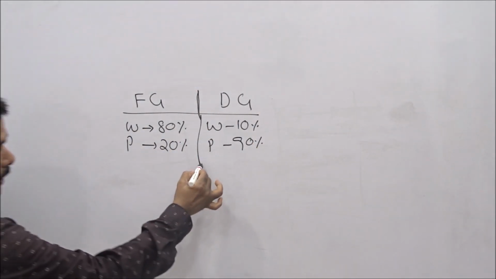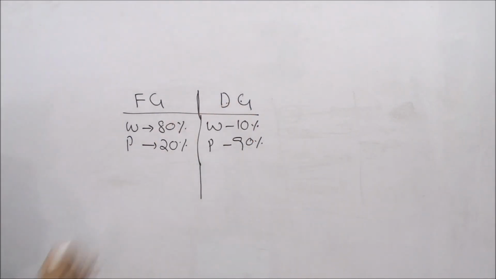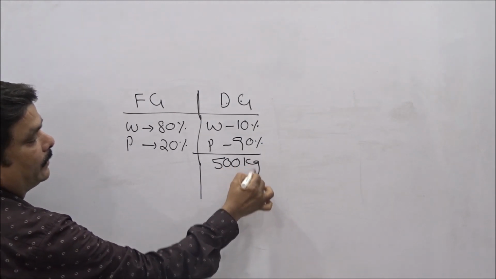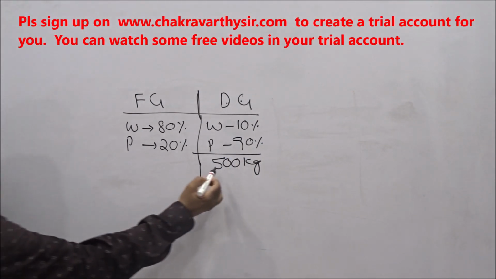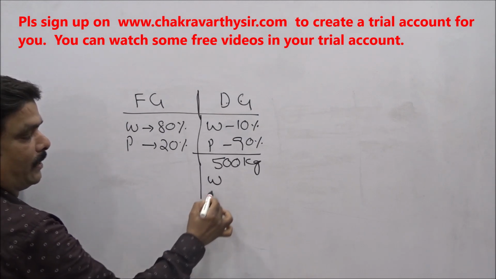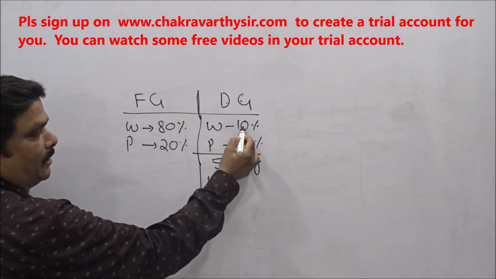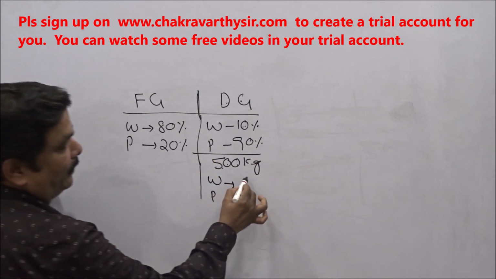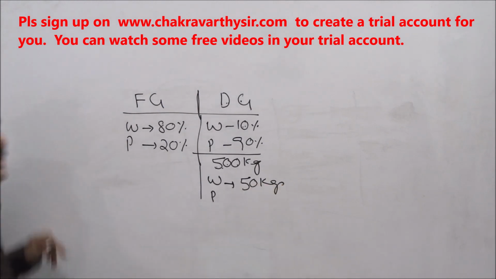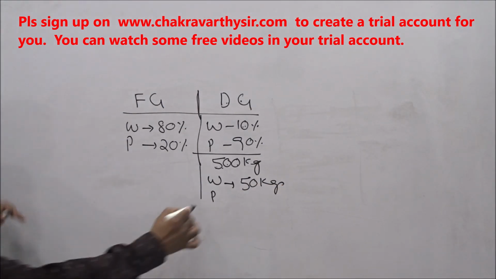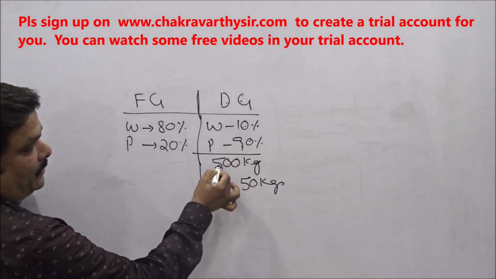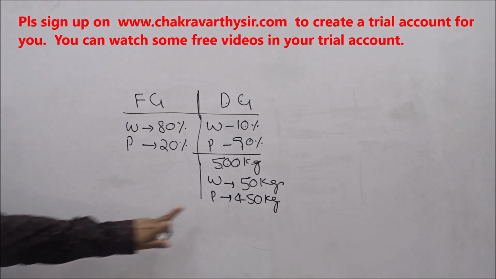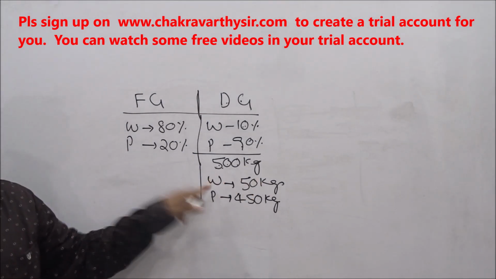How to go for this one? Now they have given the information about the dry grapes. Dry grapes, total quantity they have given 500 kgs. So in this 500 kgs, of course water content is there, pulp is there. Water is 10%, 10% of 500 kgs. What is 10% of 500 kgs? 50 kgs. Need not calculate that. Then pulp is 90%. 90% of 500 kgs is 450 kgs. That's it. 450 kgs is pulp, 50 kgs is water.